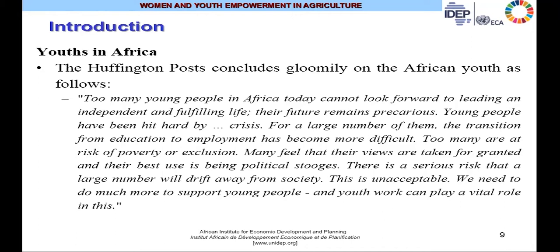Many feel that their views are taken for granted and their best use is being political stooges. There is a serious risk that a large number will drift away from society. This is unacceptable. We need to do much more to support young people, and youth work can play a vital role in this, said the Huffington Post.